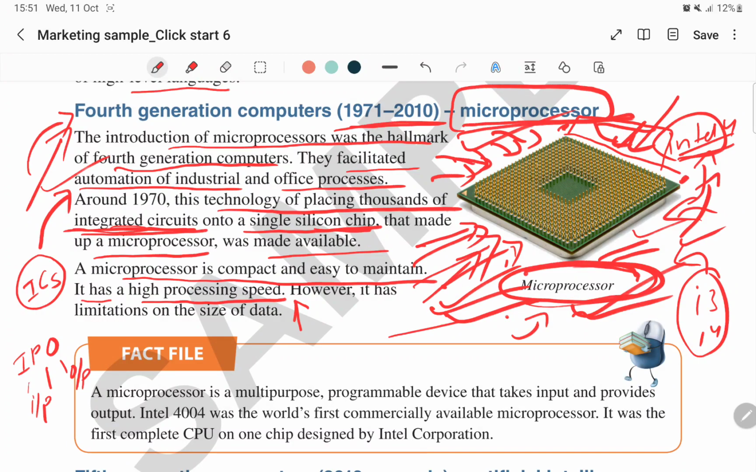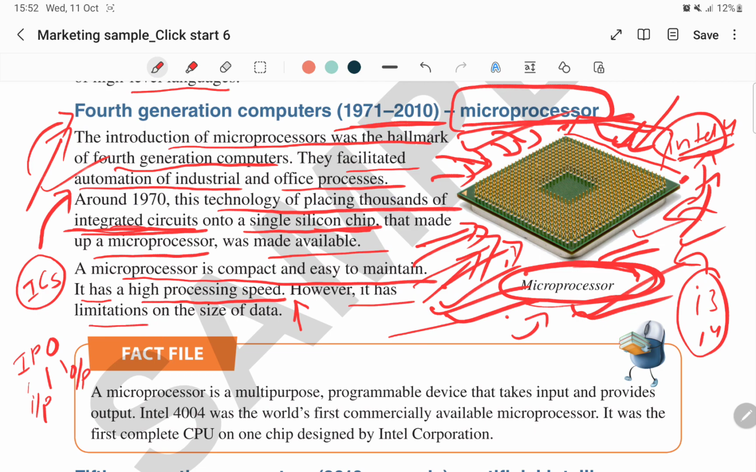So for the processing part of the IPO cycle, it needs a good, high speed. To maintain that speed, a device known as the microprocessor was made, whose size is very compact, and it is also easy to maintain, as thousands of ICs are integrated on this single silicon chip, and so it gives a high processing speed to our computers or laptops.